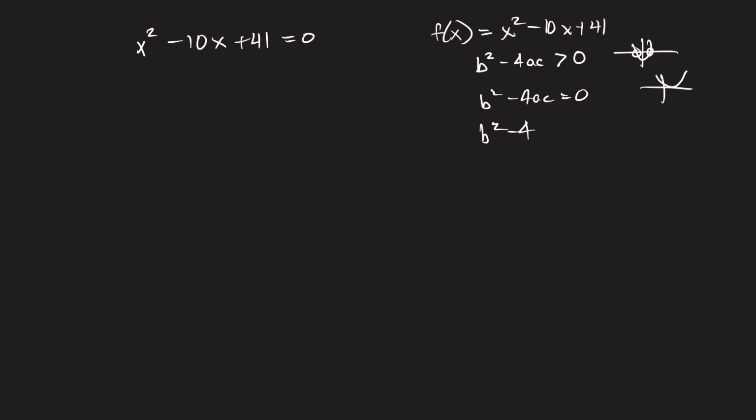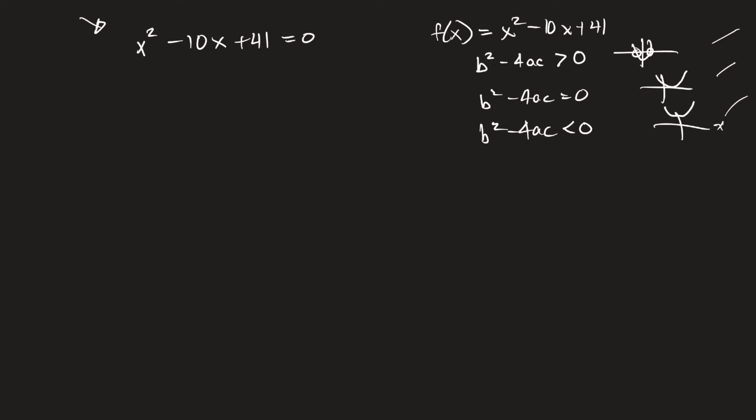But if it was less than 0, or in other words turned out to be a negative number, then the graph would not cross the x-axis at all. So this answer here has the potential to be this, this, or this, and we'll see what happens.